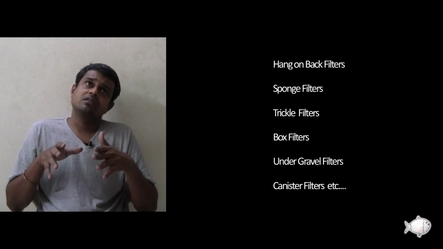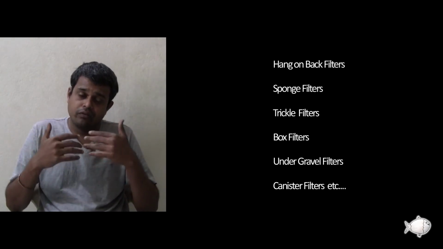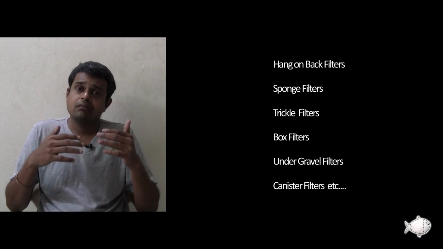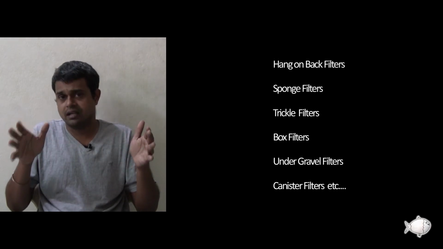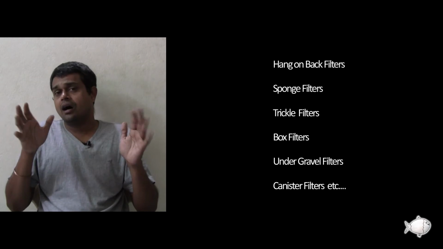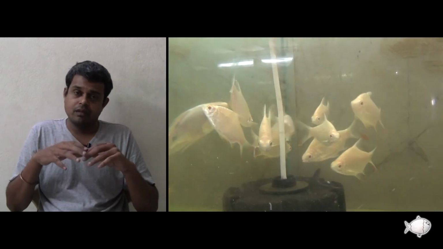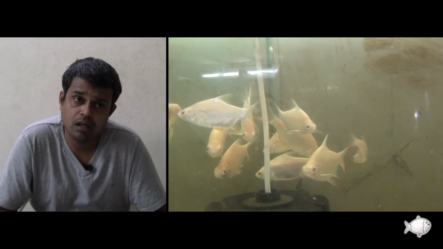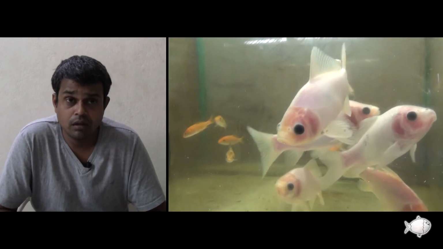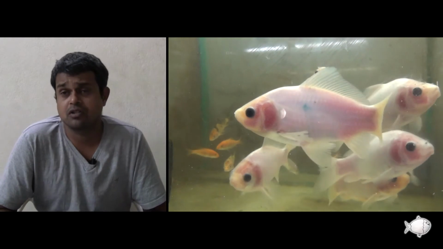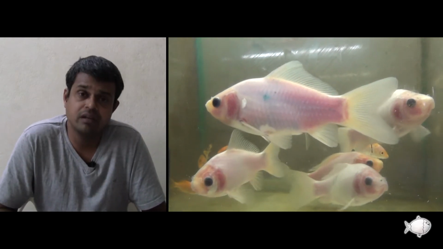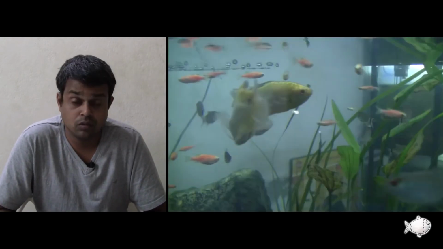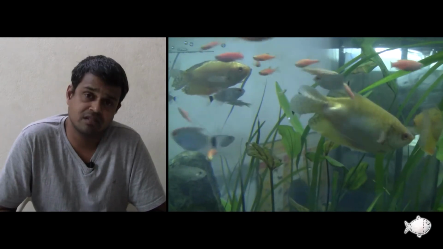These filters are capable of cleaning a small aquarium which contains 10 liters up to hundreds of liters. Some big filters filter hundreds of liters of water per hour. One among them is the canister filter.